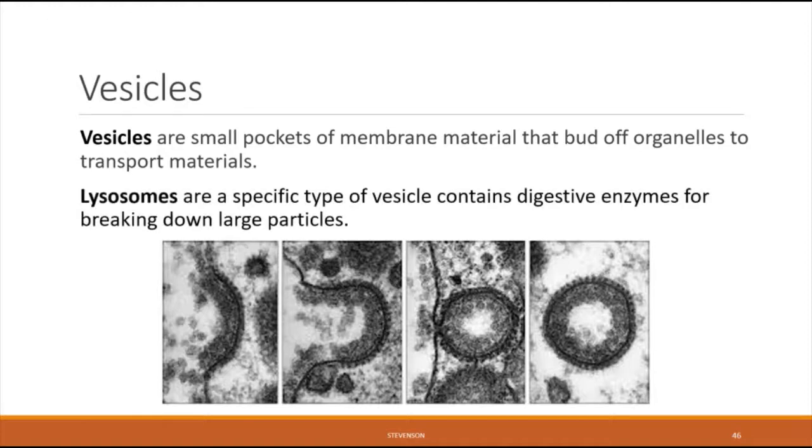For example, lysosomes are a specific type of vesicle that contains digestive enzymes for breaking down large particles, and the lysosomes play a very important role of cleaning out the cell of waste materials. It takes large waste particulates, breaks them down, and then merges with the cell membrane in order to dump them outside of the cell.